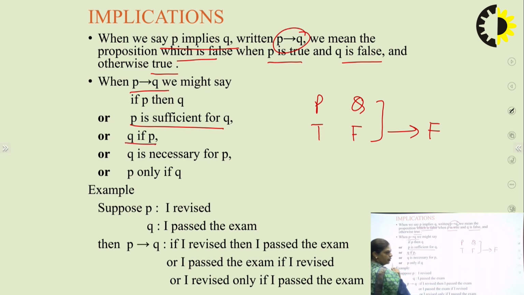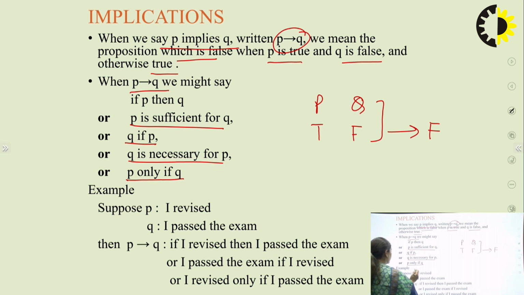Q if P. If P is there, then Q has to happen there. Q is necessary for P. If P is happening, the Q has to happen, right? So it is necessary for P. P only if Q, right? P can be completed only if Q has happened there.